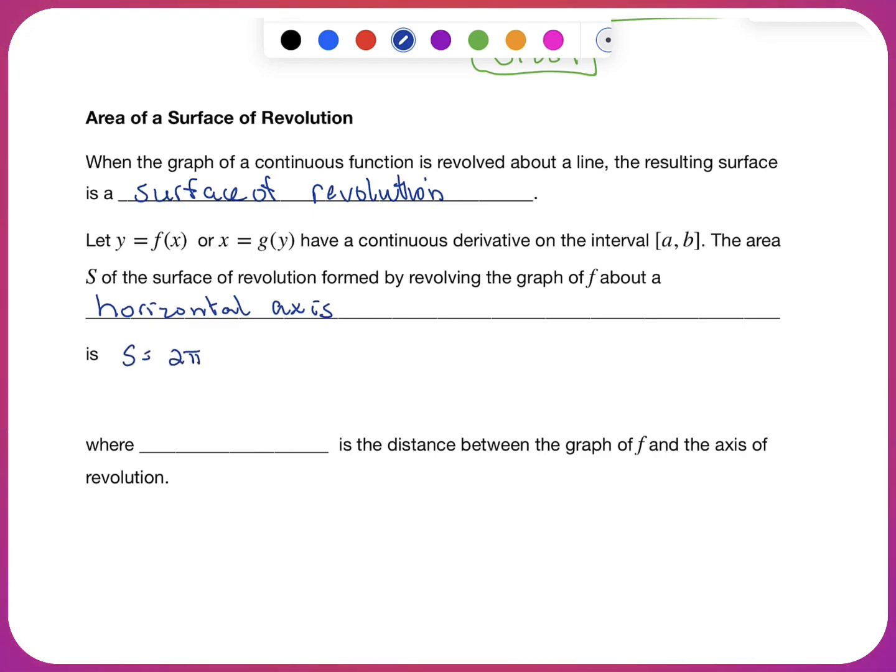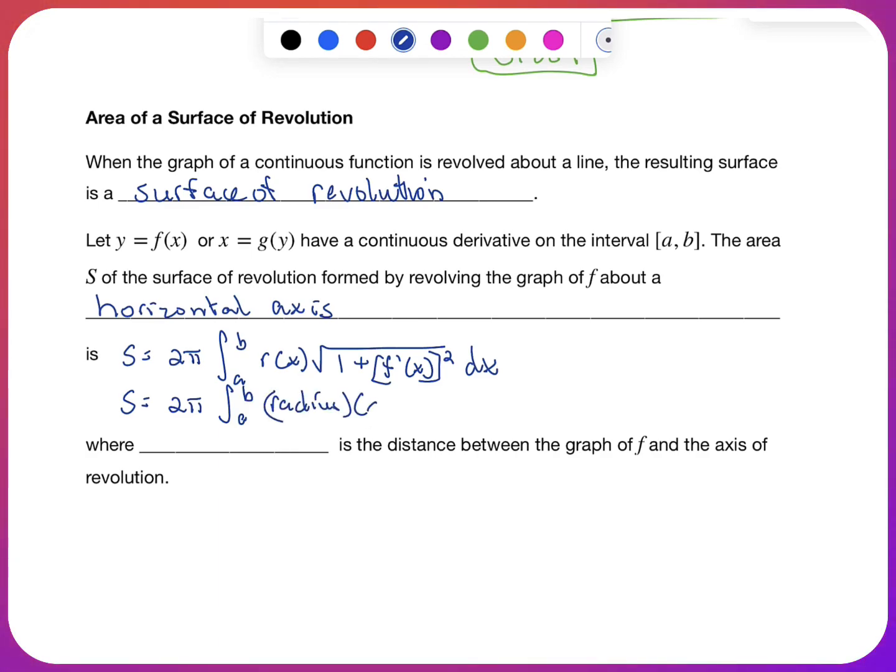You have to figure out which one it is. If it's horizontal, our formula is going to be 2 pi, the integral from a to b of r of x times the square root of 1 plus f prime of x squared dx. So basically, the radius, the distance the segment is from your axis of revolution, times the arc length. Our surface area is going to be 2 pi times the integral from a to b of the radius times the arc length of dx.